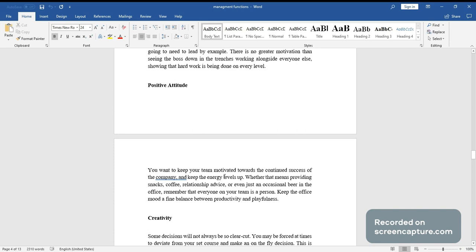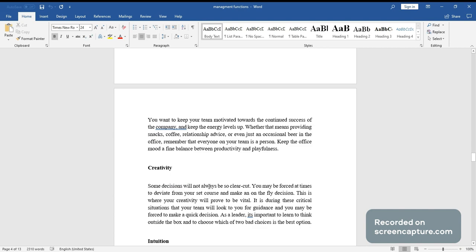Positive attitude. You want to keep your team motivated toward the continued success of the company. Keep energy levels up, whether it means providing snacks, coffee, relationship advice, or even just an occasional beer in the office. Remember that everyone is a team and a person.